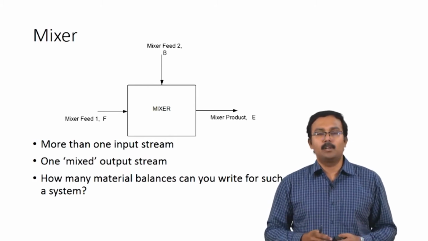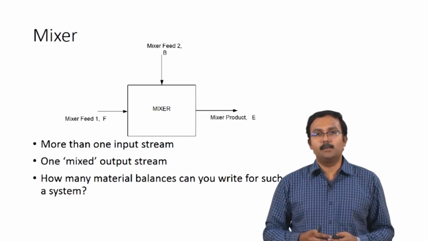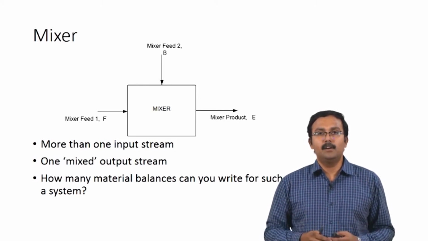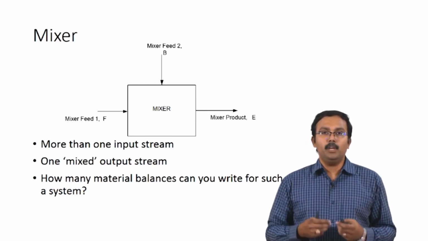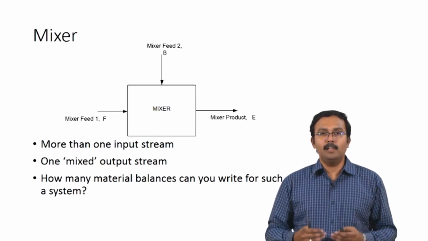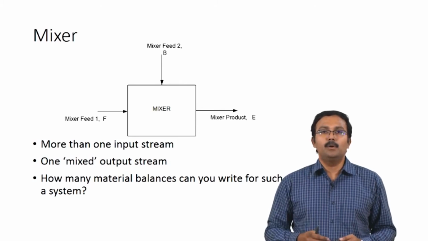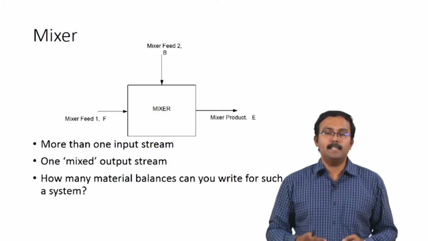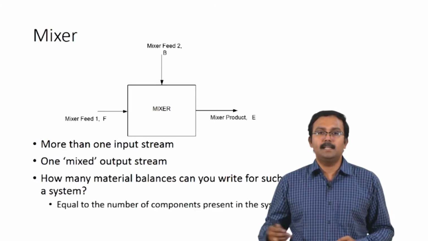Obviously, you can write the total balance equation and you would also be able to write component balance equations. So, would all of these be independent or would one of them be dependent on each other? What you would find is the summation of all the component balances will be equal to the total balance. So, the number of independent equations that can be written for a mixing point would be equal to the number of components that are present in the system.